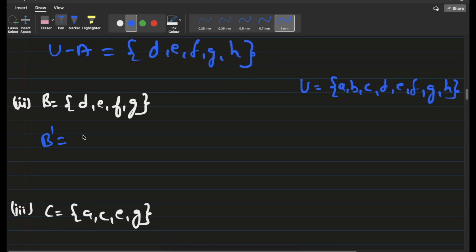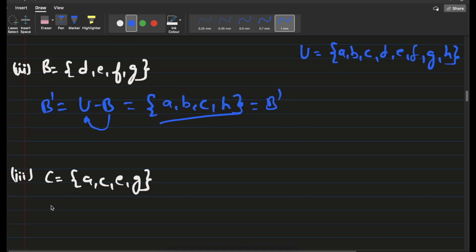B complement would be once again U minus B, removing all the elements of B from our universal set. And after doing that, we will get our answer as A, B, C, D, and E are removed. And I guess F and G are also removed. So we are left with H. So this is our answer. This is our B complement. Now let's move on to C.